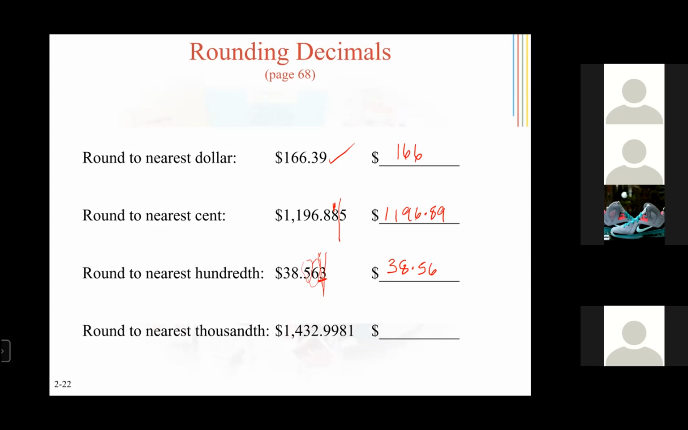Okay. Now the next one says round to the nearest thousandth. 1,432.998. Okay, so the 8 is in the thousandth place, and the number that comes after it is a 1, so you wouldn't round that up. You leave it as 998. You just drop the 1. Okay, so that's basic rounding.